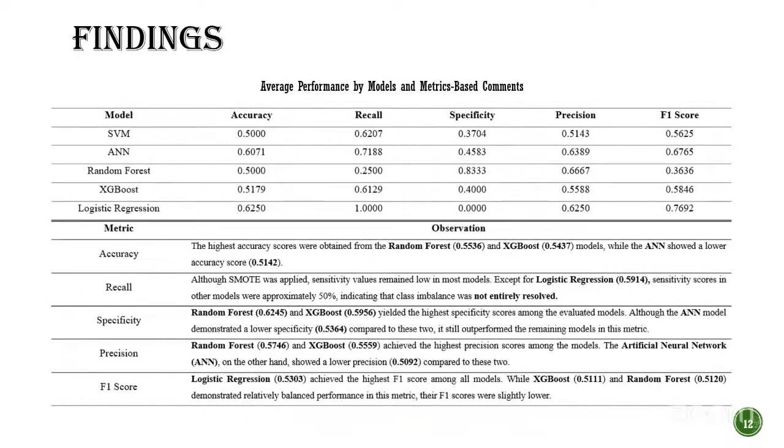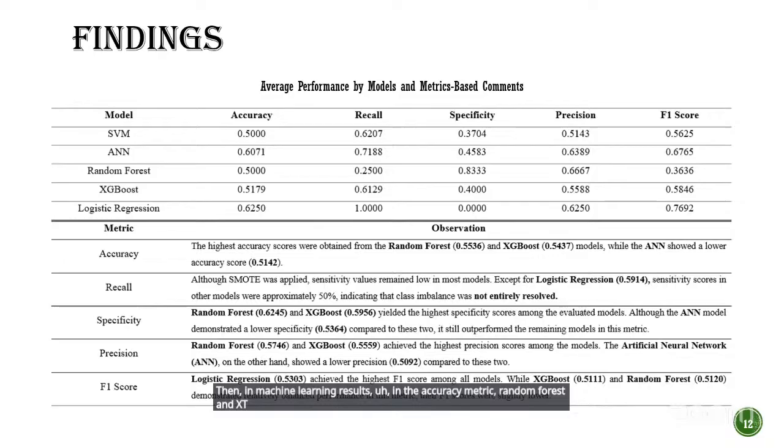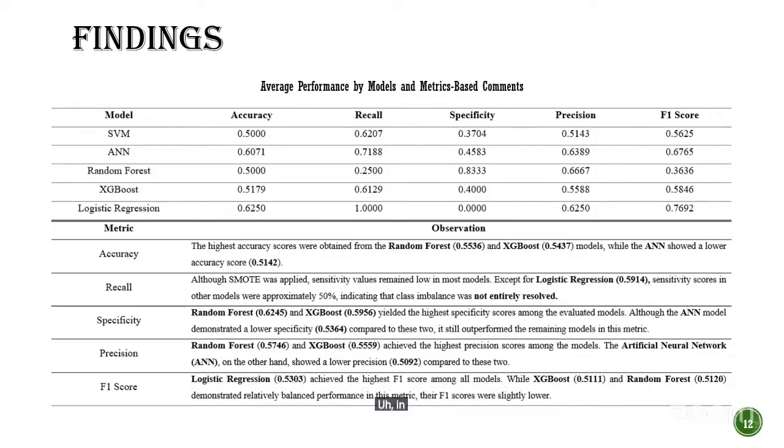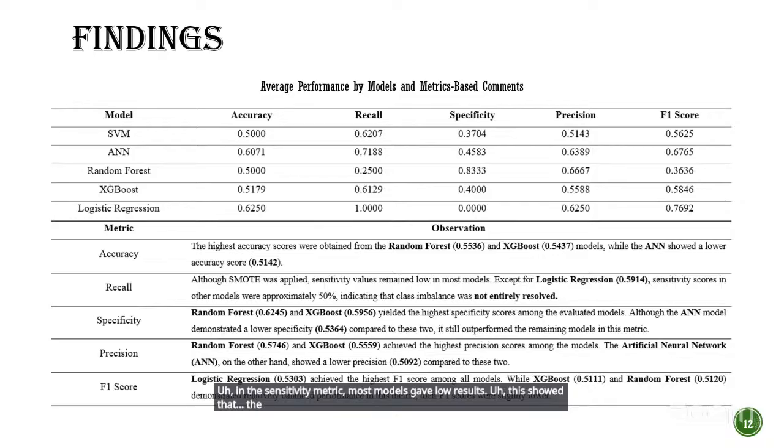Then in the machine learning results, in the accuracy metric, random forest and XGBoost gave the highest accuracy. In the sensitivity metric, most models gave low results. This showed that the class imbalance could not be completely eliminated despite SMOTE.